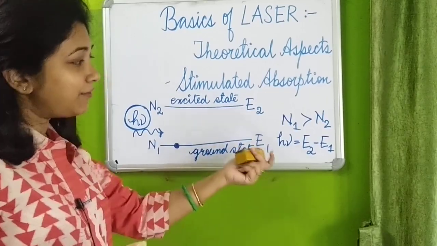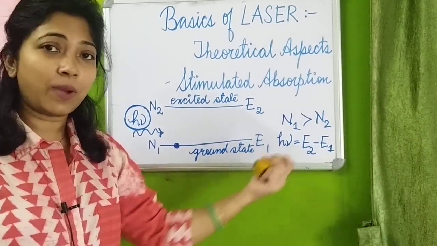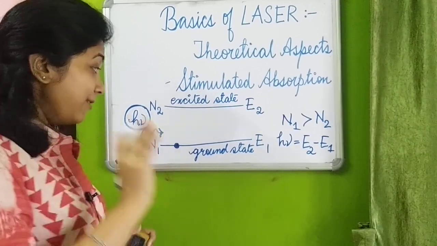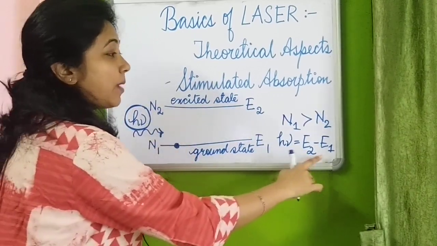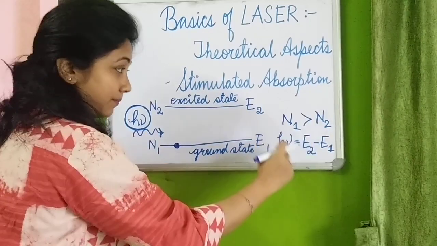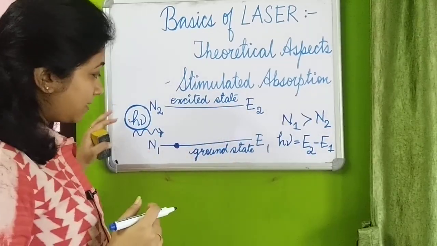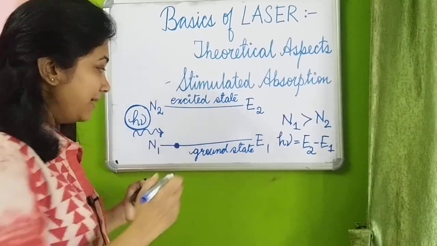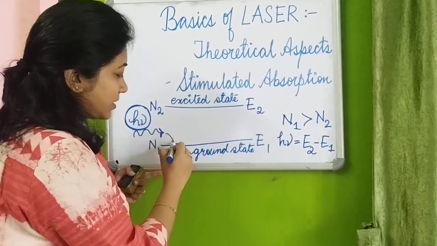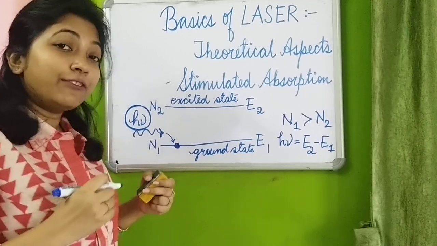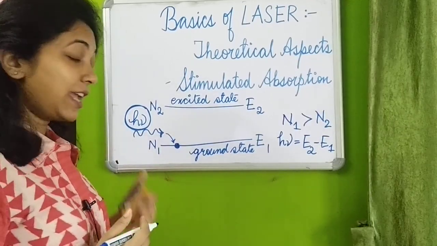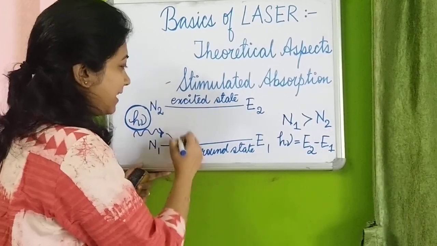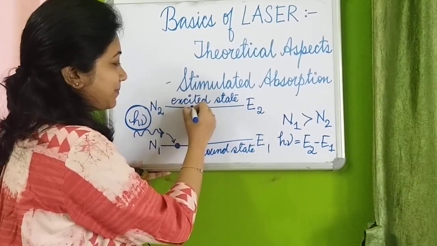In the same manner, if the energy is less than E2 minus E1, once again the process will not trigger. However, if the exact amount of E2 minus E1 of energy is given to the electron in the ground state, what will happen? It will absorb this energy h nu, and after absorbing it, it can no longer stay in the ground state. So what will it do? It will then go to the excited state.